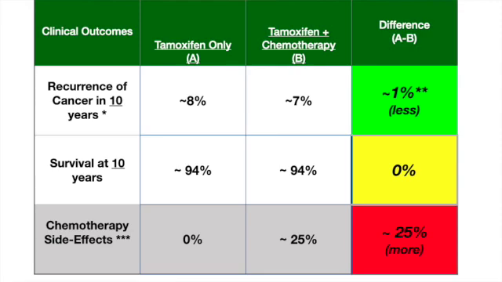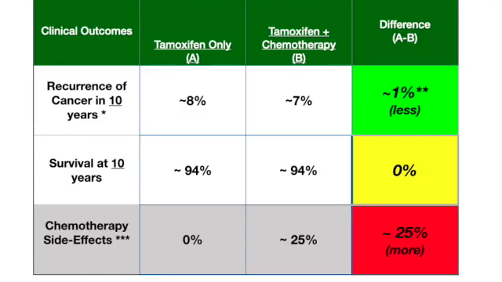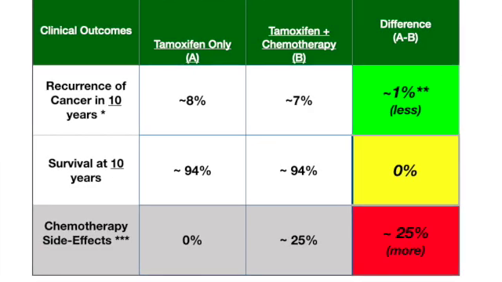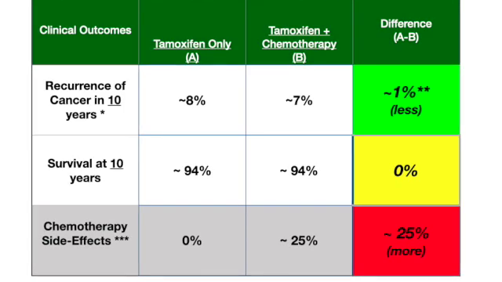Well, here's the results of the trial. And this table depicts only the women who had that mid-range genetic test level. You can see that the chance of recurrence at about 10 years on tamoxifen alone was 8%. If you got chemotherapy, the recurrence rate at 10 years was about 7%. Now, these were not statistically significantly different, but they were different by 1%.